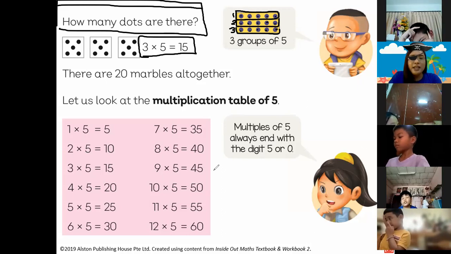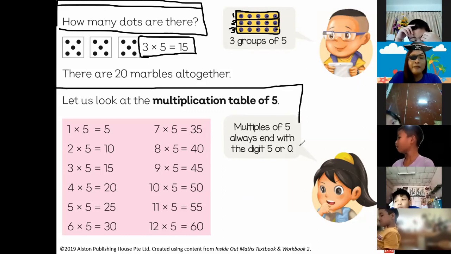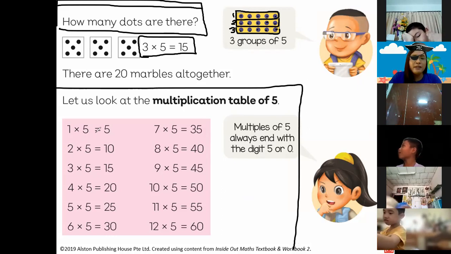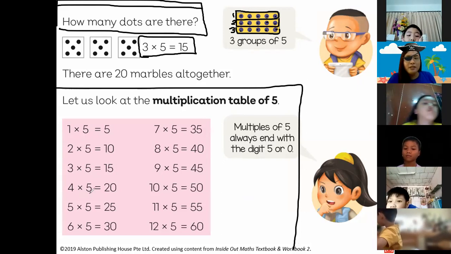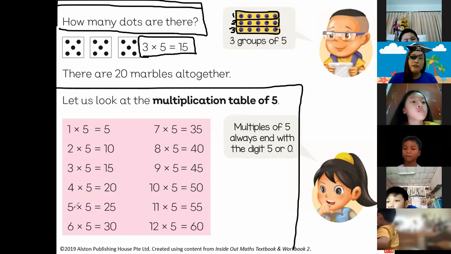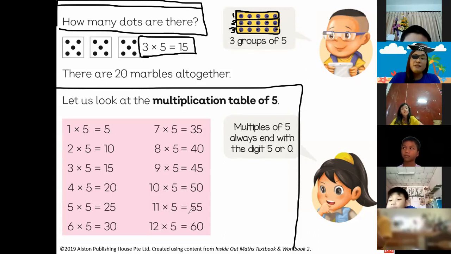All right. So here is the multiplication table of 5, okay? 1 times 5, that's 5. 2 times 5, that's 10. 3 times 5, that's 15. 4 times 5, that's 20. 5 times 5 is 25. 6 times 5, that's 30. 7 times 5, that's 35. 8 times 5, that's 40. 9 times 5, that's 45. 10 times 5, that's 50. 11 times 5, that's 55. 12 times 5, that's 60.